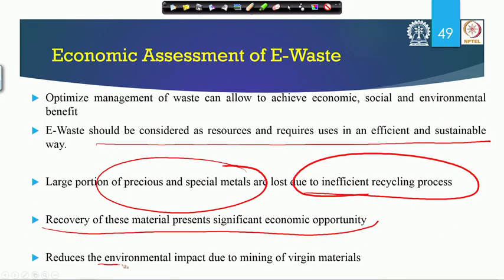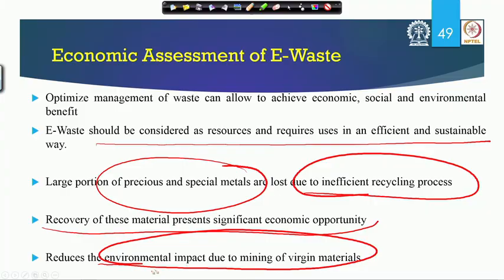The other aspect is that it also helps reduce the environmental impact of mining virgin material. We have these materials in electronic waste: precious metals and special metals, which we call rare earth metals. The reason we call them rare earth is that they are rare; they are available in very minute quantities in mother nature.